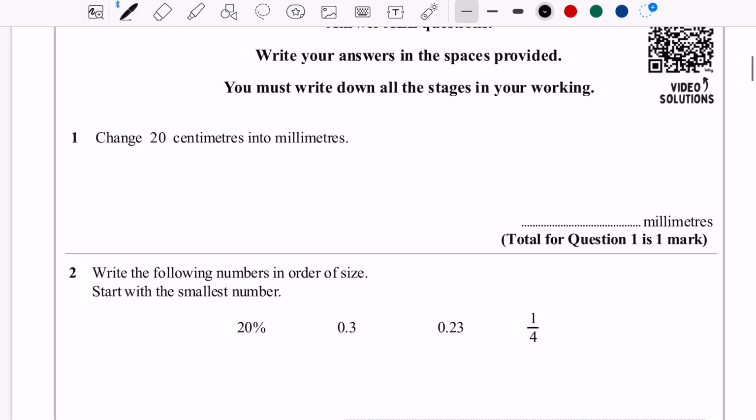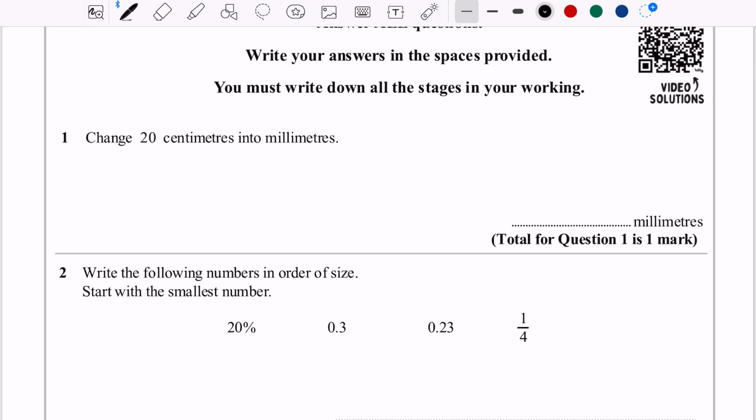So number one, change 20 centimetres into millimetres. I would recommend getting your ruler out for this one. You can even count them if you wanted to. But in 1 centimetre, there are 10 millimetres. So 20 centimetres, alright, you can times it by 10, you should get 200 millimetres. Alright.